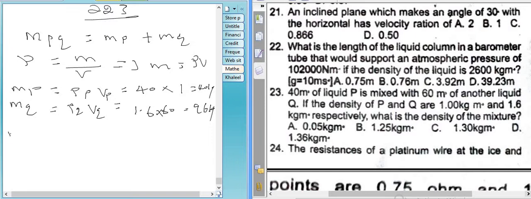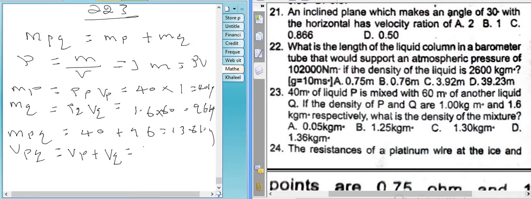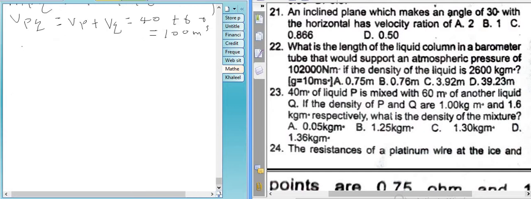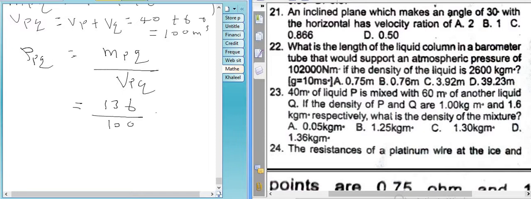So now I can find the total mass of the mixture, which is 40 plus 96, equal to 136 kilogram. The volume of the mixture is equal to volume of P plus volume of Q, which is 40 plus 60, equal to 100 meter cube. So to find the density of the mixture, I apply the formula that the density of the mixture is equal to mass of the mixture over the volume of the mixture, which is 136 over 100, equal to 1.36 kilogram per meter cube. So the correct option here is option D.